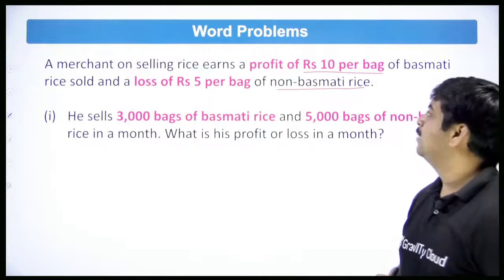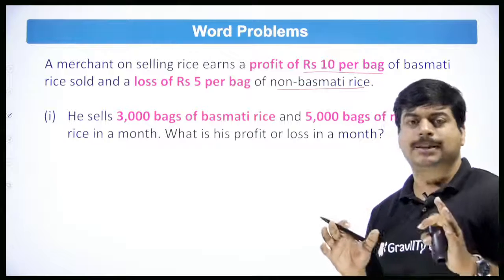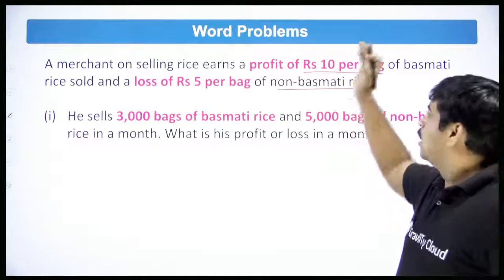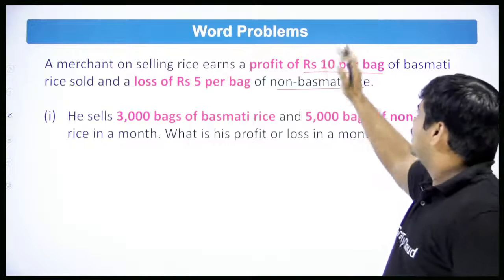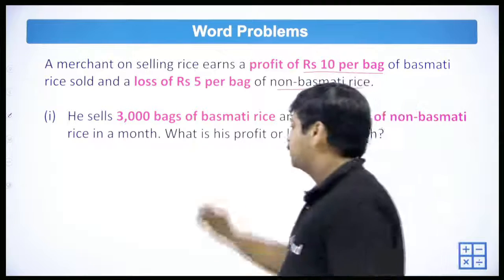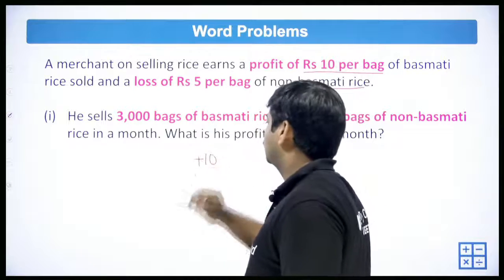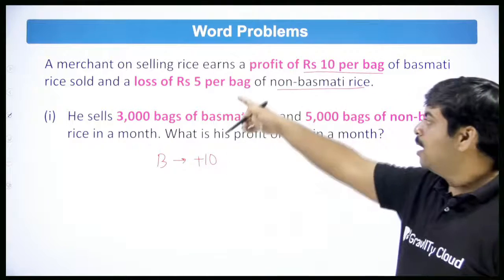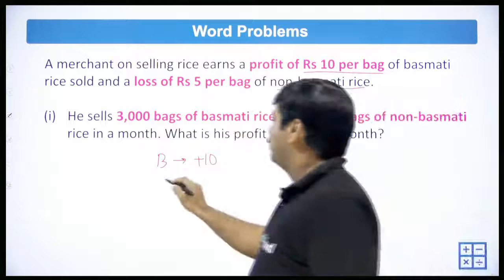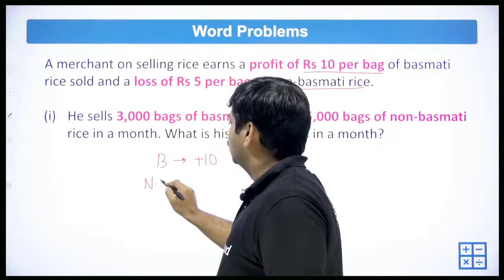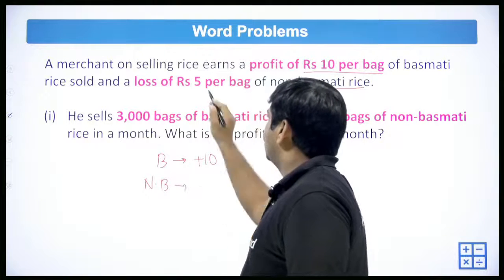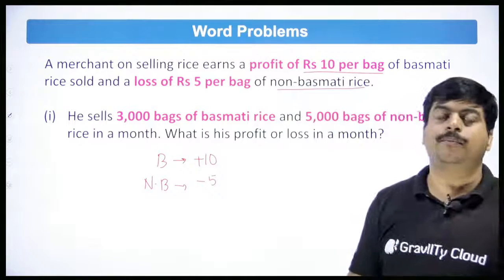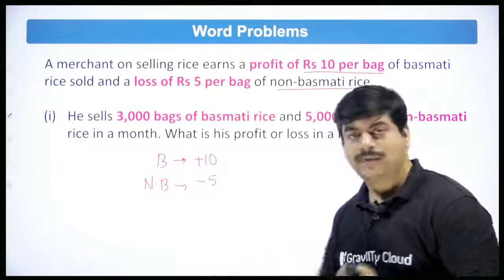So a merchant is selling both basmati and non-basmati. How many bags? We still don't know that. For a basmati bag, he is getting 10, so plus 10 is a profit. And a loss of rupees 5 per bag for non-basmati. Loss is in the reverse direction of profit, so we keep a negative 5.